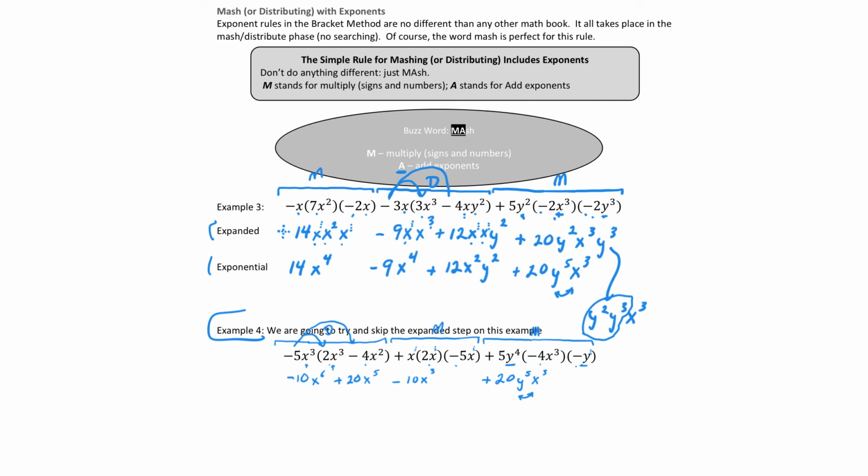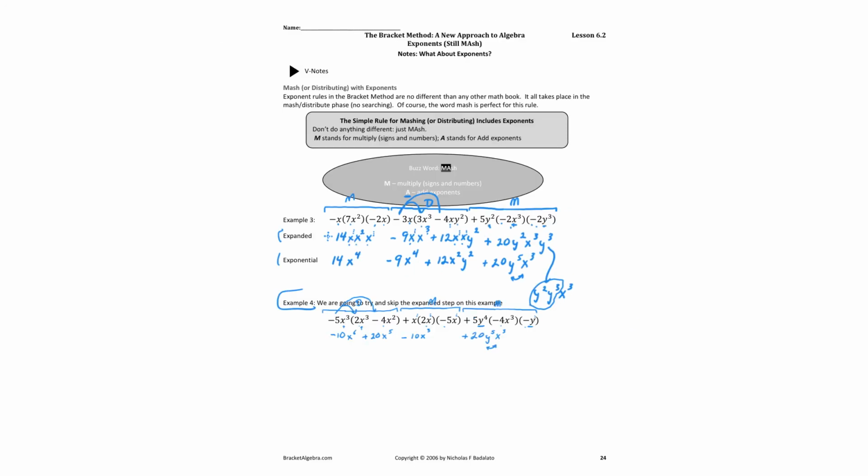And that is how you guys do exponents. Don't overthink it. It's nothing more than mash rules. Again, mash, M for multiply everything. You guys know that. Signs in your head, multiply the numbers. The only additional thing is this word A in mash, right there, which gives us the add exponents. Nothing changes. You are officially ready to handle exponents.